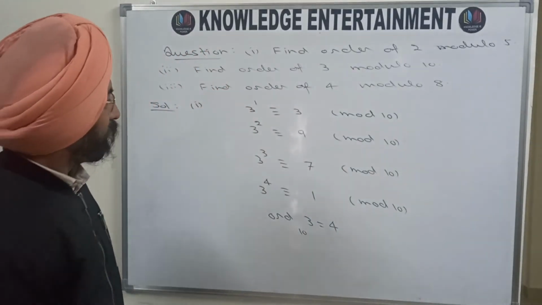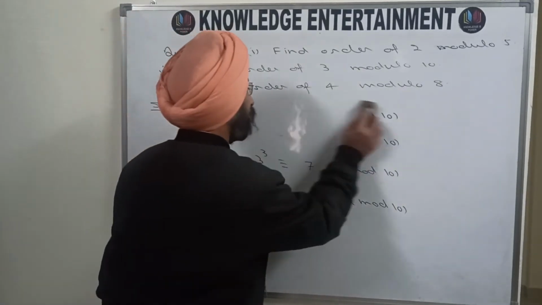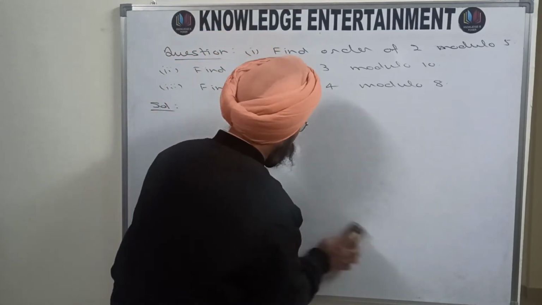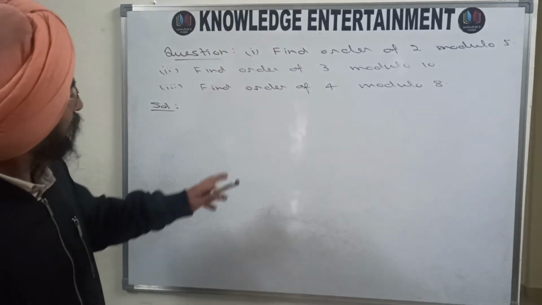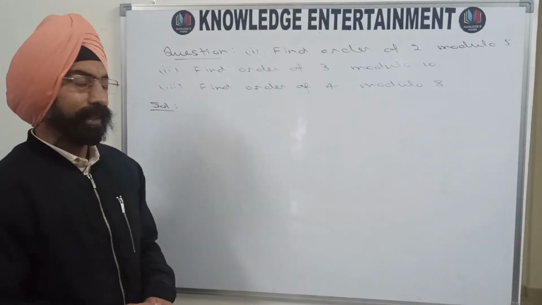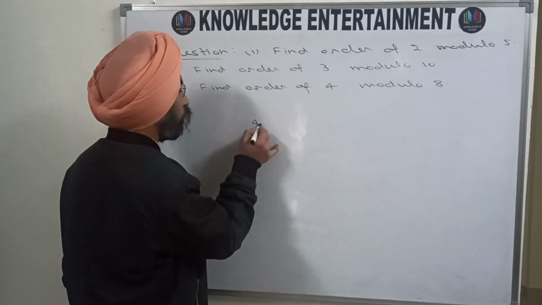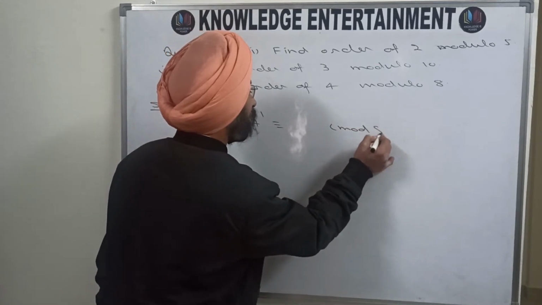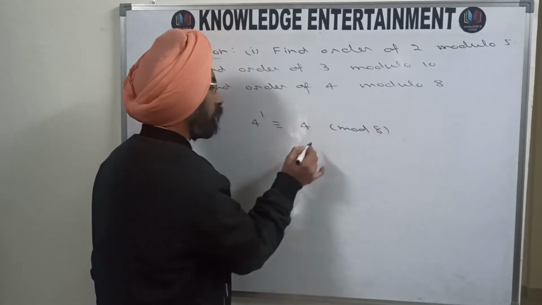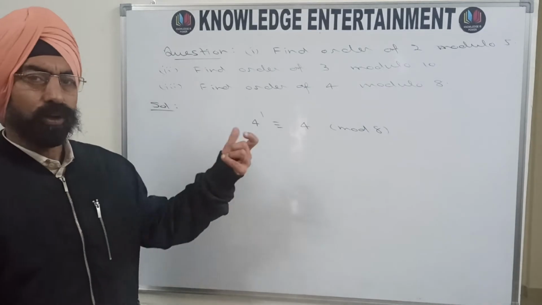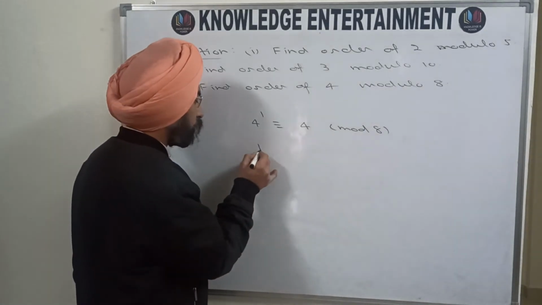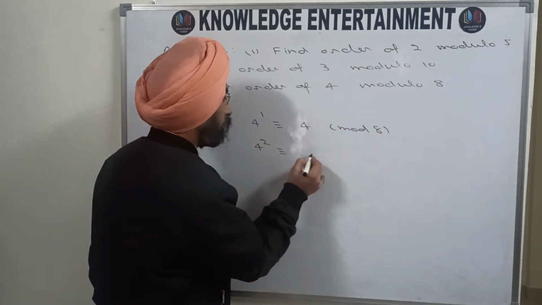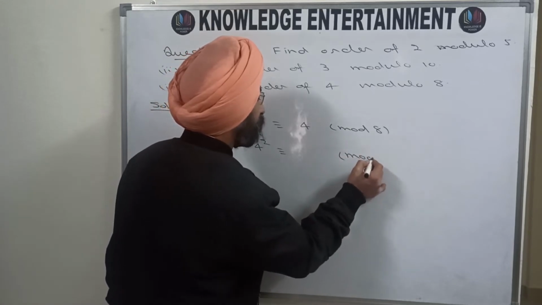Let us see what happens to the third example. Here we have to find the order of 4 modulo 8. So we will start with 4 power 1 congruent to what modulo 8, and clearly it is 4. So 1 is not the order. 4 raised to the power 2 congruent to what modulo 8?